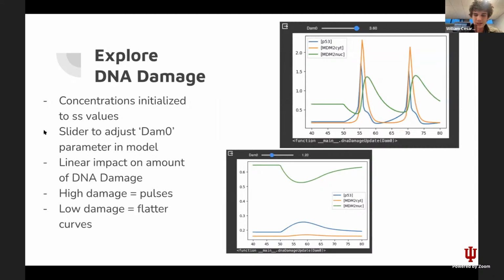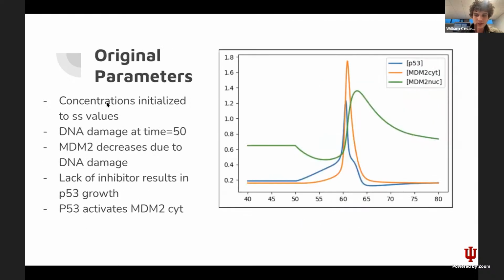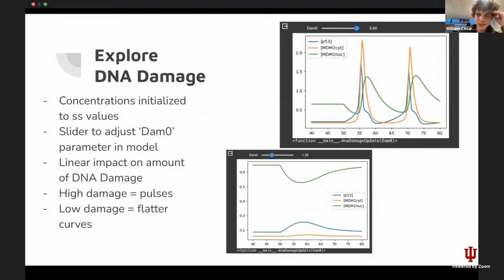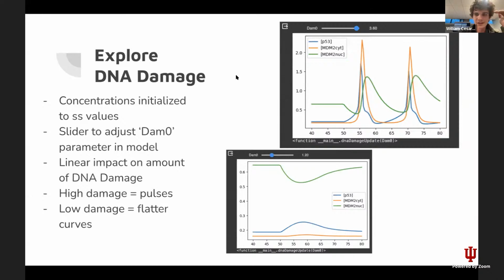So that is one pulse. This is when the DNA damage is relatively low. This is one pulse of the system. Okay, so now I wanted to explore DNA damage and allow the user to see how DNA damage affects the model and the graphs, and if we can see pulses or separations and whatnot.